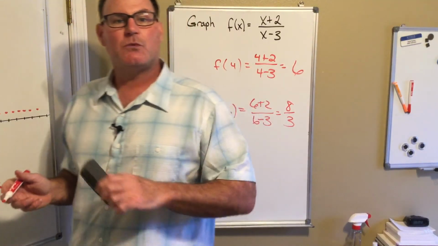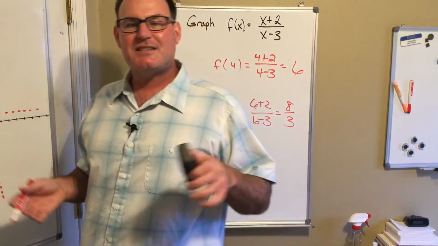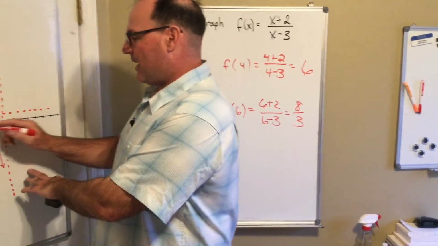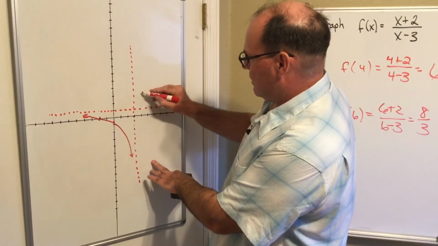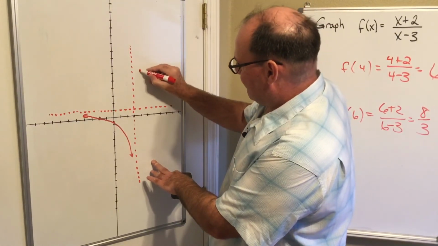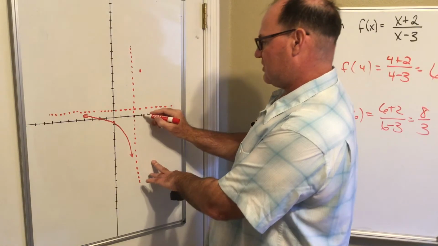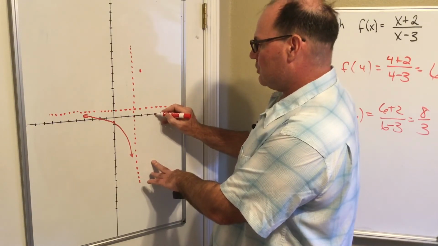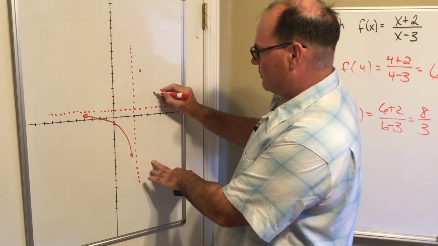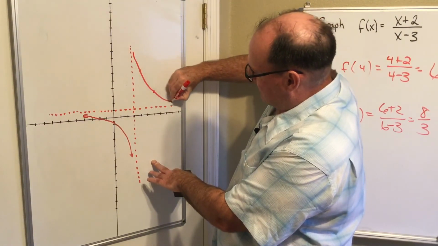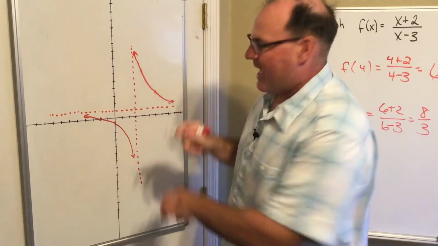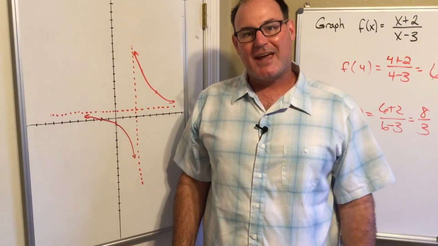So we're just about done with the problem. You'll get good at this after you do a few. At the value 4, I go up 6, so 1, 2, 3, 4, 5, 6. At the value 6, so 5, 6, I go up 2 2/3, 1, 2 2/3, and that gives me all the information I need to complete my graph. And that is my sketch of a rational function.